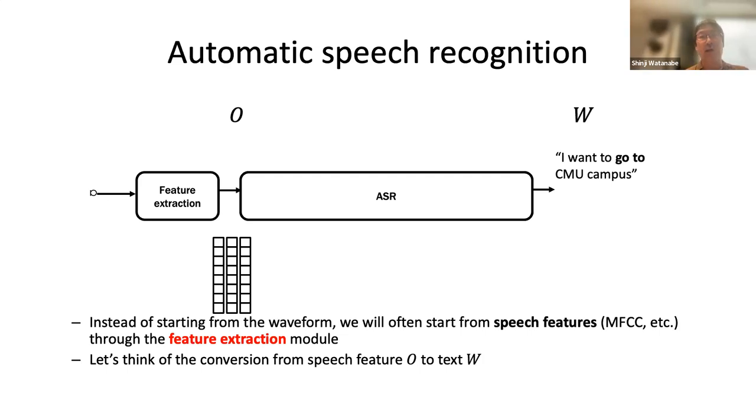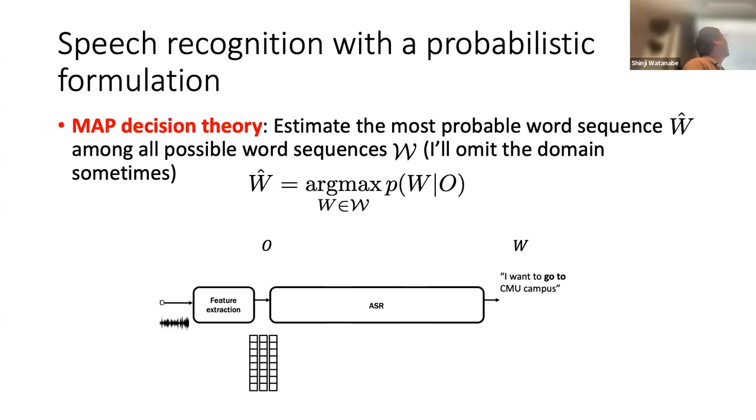The important problem in our formulation is to consider the conversion from speech features O to the text sequence W. And how do we formulate this problem? It is quite simple. We just model it as a posterior probability. If we have this posterior probability, speech recognition is easy. We just find the most likely word sequence and regard it as the speech recognition result.